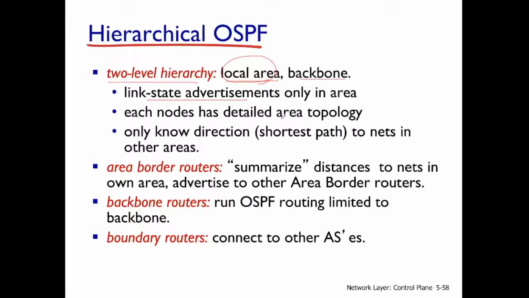Each node in each area is going to know the entire area's topology. The node inside an area will only know the direction to the border area routers in case the destination is outside of the area. These area border routers will summarize the distance to the destinations inside their own area and advertise to the other area border routers. That's how the area border routers discover each other at the higher level. And those advertisements will be shared by the backbone routers and the boundary routers as well.